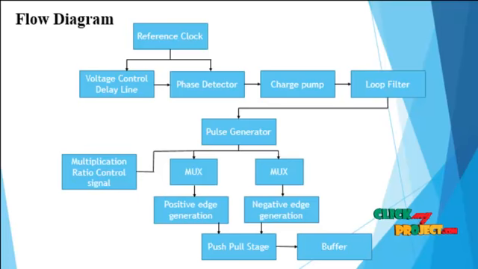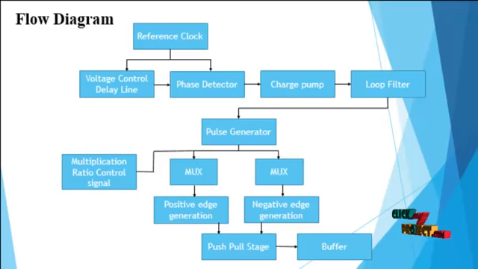The flow diagram of our product can be implemented by four different modules. They are the DLL system, pulse generator, multiplication ratio control logic and edge combiner. The delay locked loop system contains a voltage controlled delay line, phase detector, charge pump and loop filter. The reference clock is applied to the voltage controlled delay line and phase detector, and the voltage controlled delay line output is applied to the phase detector.